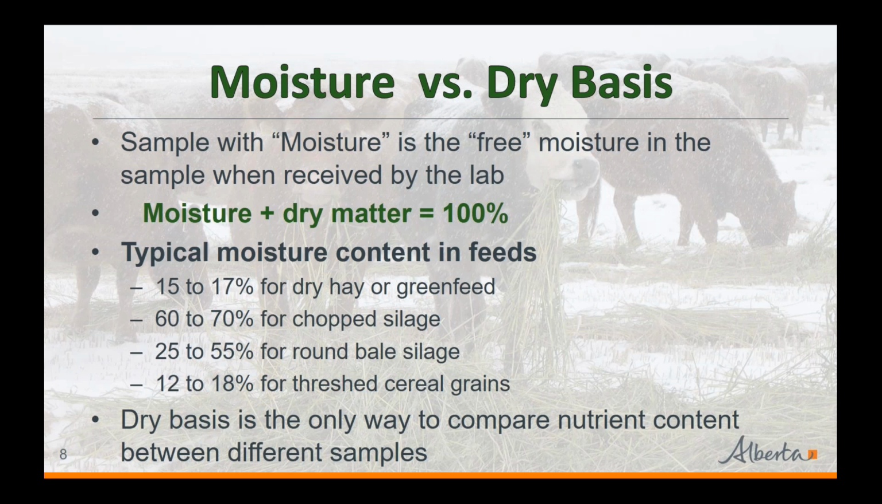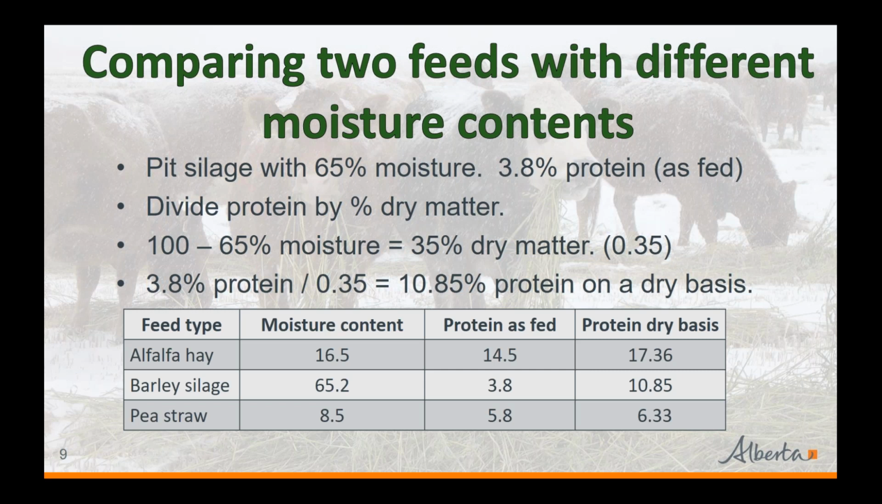Now, what if we have a dry hay, a green feed, and a straw with feed test results? How do we know the difference between the two? So, for example, with the pit silage at 65% moisture and 3.8% protein on an as-fed basis, you divide the protein number by the percent of dry matter. So 100% total weight minus 65% moisture is equal to 35% dry matter, or 0.35. So 3.8% protein as fed divided by 0.35 gives you a 10.85% protein on a dry basis.